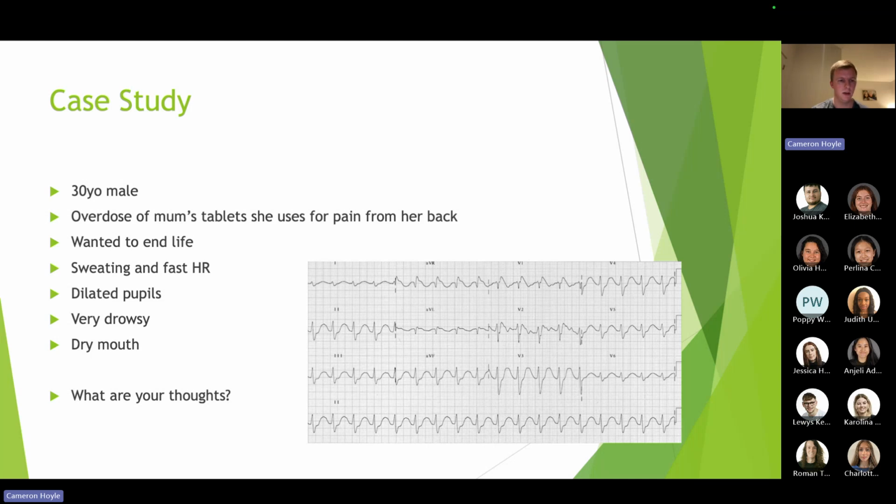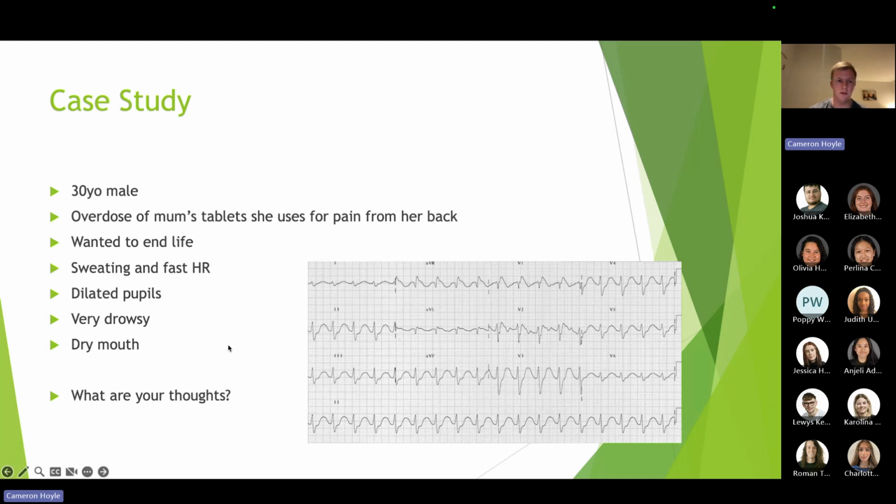Benzodiazepines. Why do you think benzodiazepines? What are your thoughts? Could be. I was just thinking sort of sedation, being drowsy. Yeah, benzodiazepines absolutely will make you very, very drowsy. This isn't benzodiazepines. This is tricyclic antidepressants.